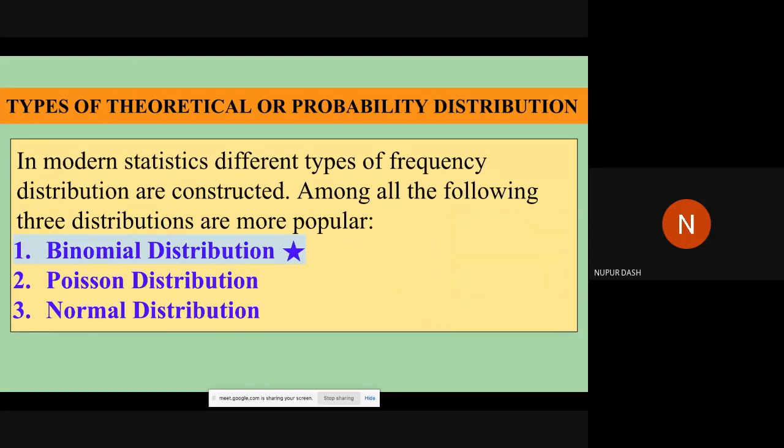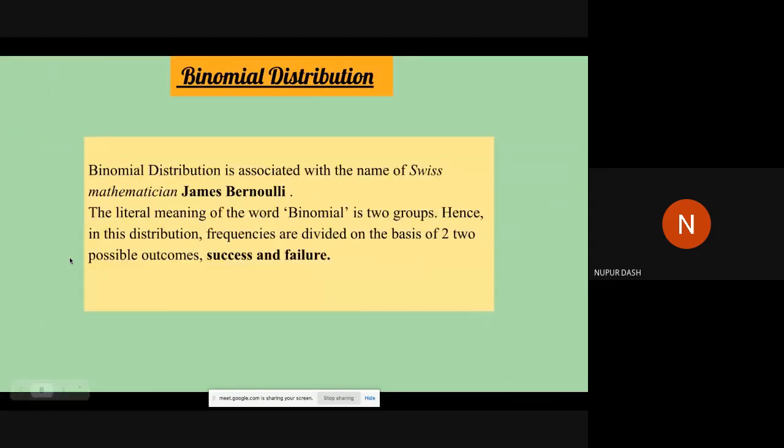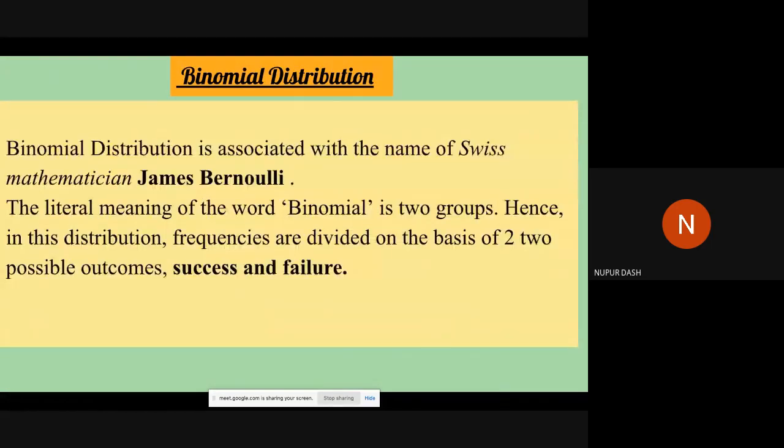Among all of them, three distributions are more popular, okay? But students, today we will cover only binomial distribution because binomial distribution is most important. Now, from the word bi, what do you understand? It means two, okay? Anything which is bipolar or bi, that means two, or you can say two groups.